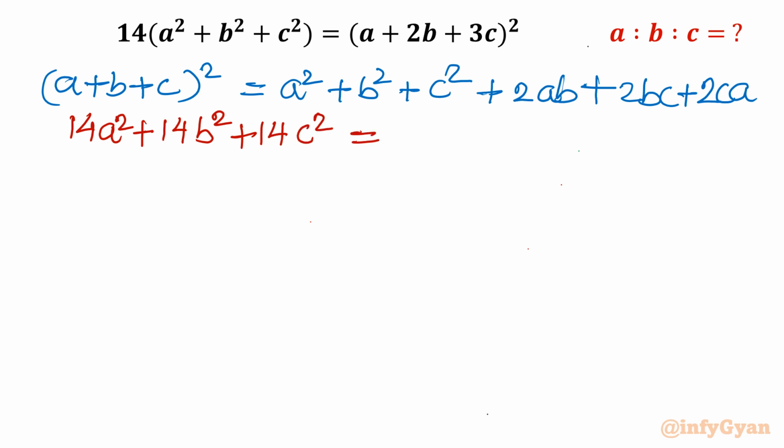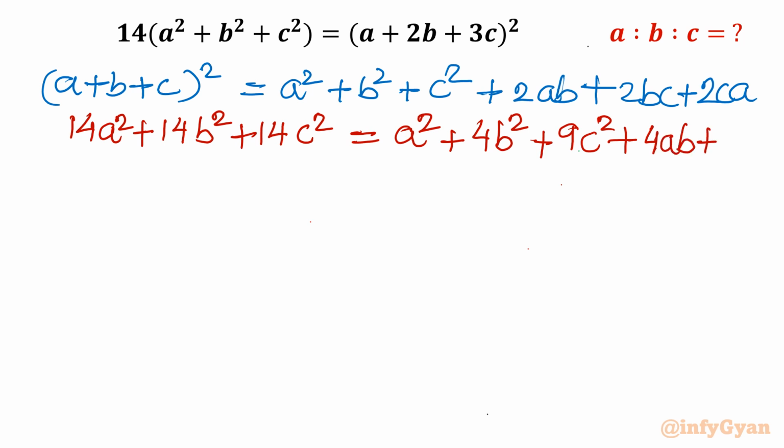Now come to RHS. I will write a square is a square. Now in place of b it is 2b. So I will write 2b whole square, that is 4b square. In place of c it is 3c whole square, so 9c square. Now 2ab, 2 times a times 2b. So I will write 4ab plus 2bc, 2 times 2b times 3c. So it will become 12bc. And last term would be 2ca, 2 times a times 3c. So 6ac.